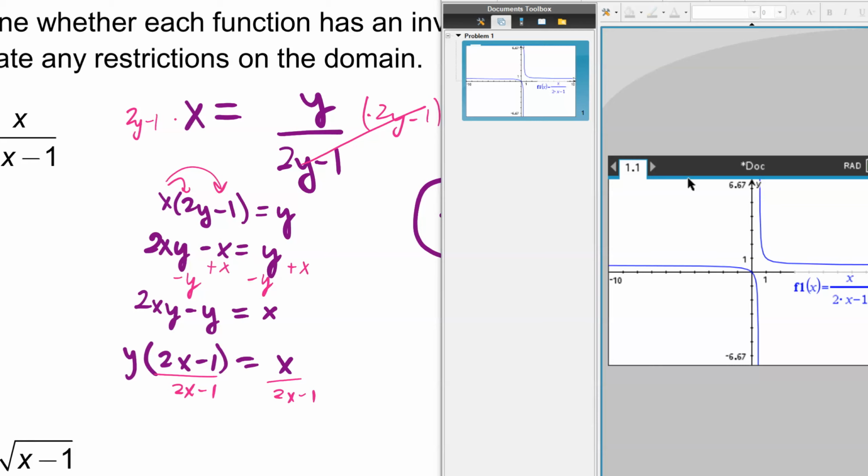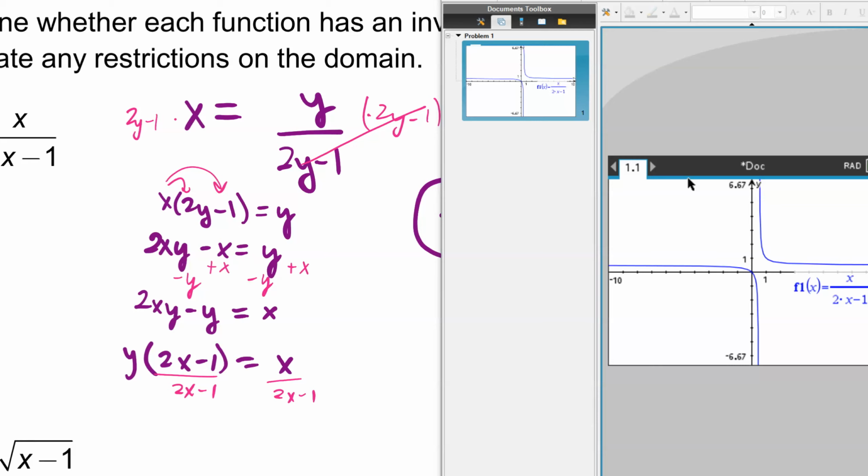So notice that the domain for this is all real numbers except for 1/2. The range is all real numbers except approaching 1, horizontal, 1/2. Okay, so you see how x can't equal 1/2? That's where my asymptote is. When x equals 1/2, that's where my vertical asymptote is.